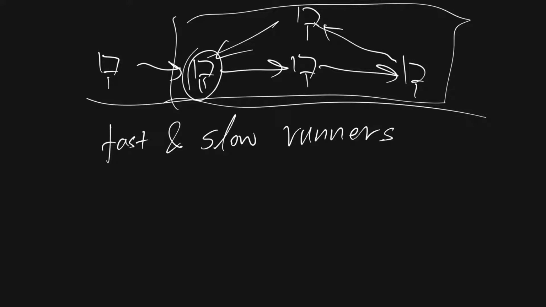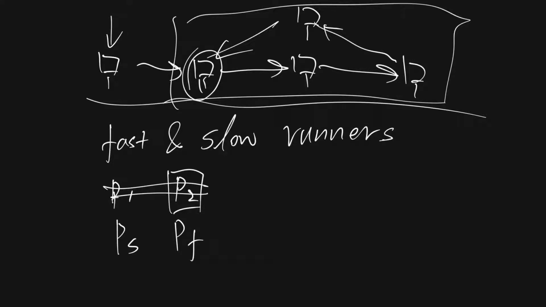I guess it's plural, fast and slow runners. What is it? It's essentially two pointers, pointer 1 and pointer 2. How are they going to work to check if there's an infinite loop? Okay, easy. You initialize them at the same point, and the fast runner, let's call it PF, and this is PS. This is the pointer slow and pointer fast.